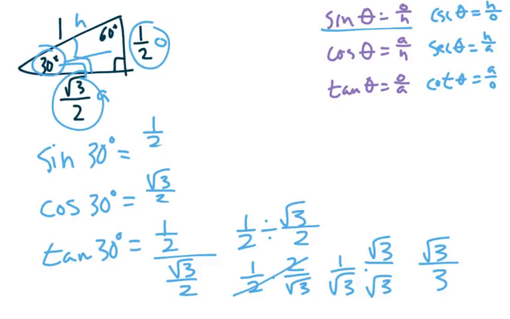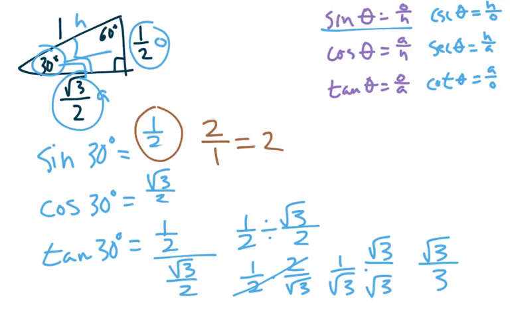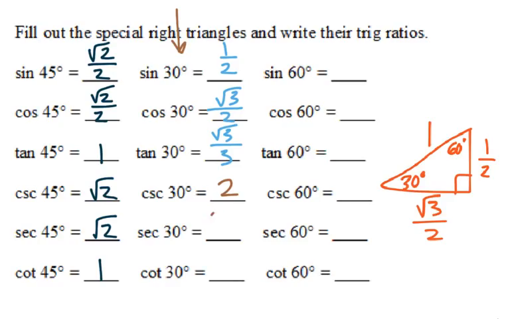Okay, now knowing our reciprocals, cosecant is a reciprocal, so what's the reciprocal of 1 over 2? It's 2 over 1, so it would be 2. Okay, the secant would be 2 over square root of 3, which we'd times by square root of 3 over square root of 3. We'd end up with 2 square roots of 3 over 3. Can't simplify that, so 2 square roots of 3 over 3.